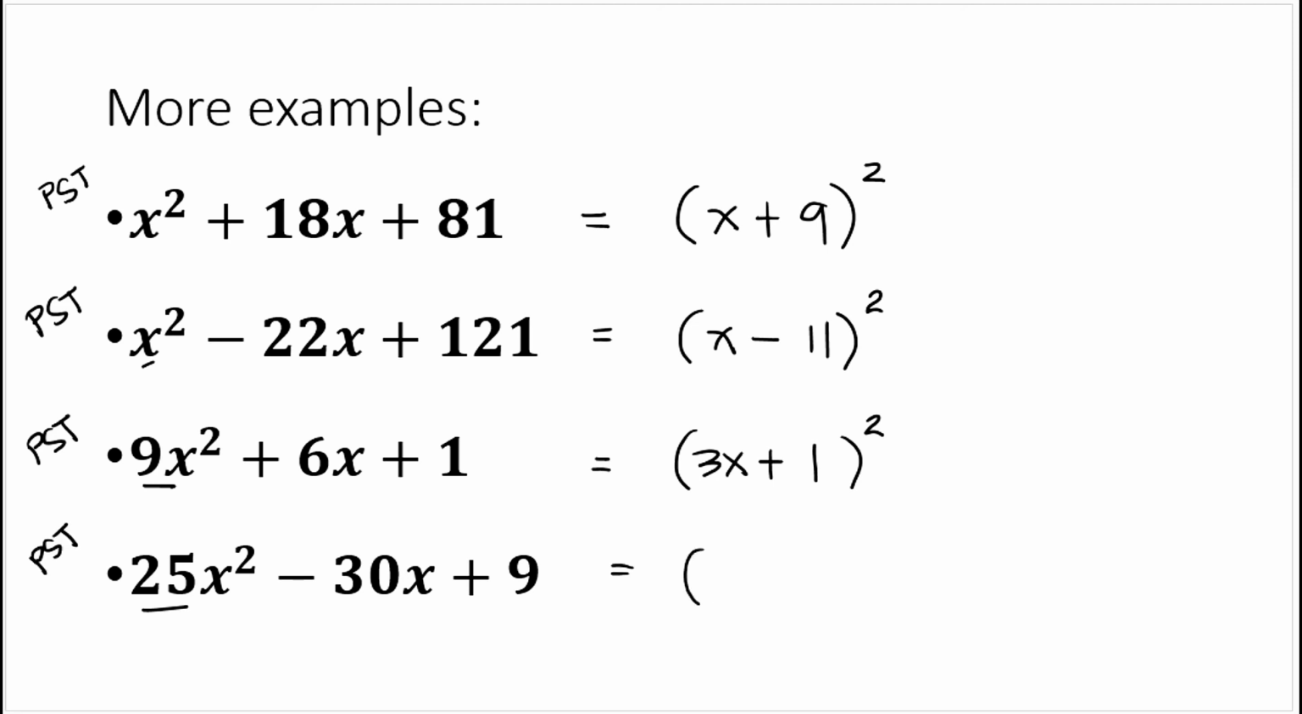And we can factor this out as square root of 25x squared again is 5x. Check for the middle sign, which is negative or minus. And square root of the last term 9 is 3. So therefore, we have 25x squared minus 30x plus 9 is equal to the square of the binomial 5x minus 3. Or 5x minus 3 squared.